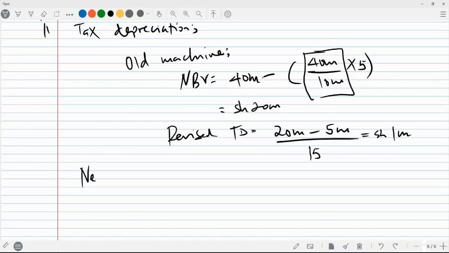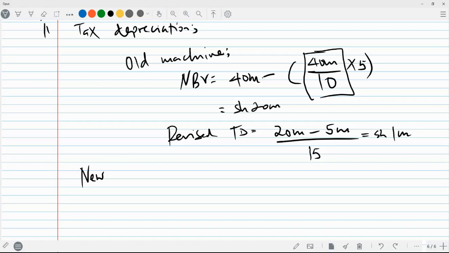I have a question. On the NBV, when you are calculating the NBV, the 40 million is the cost which we had, and then the 10 million is what exactly? The one that you've divided with the 40. It's supposed to be 10 years, not 10 million. So that is the depreciation, the 10 years. It's 40 million divided by 10.